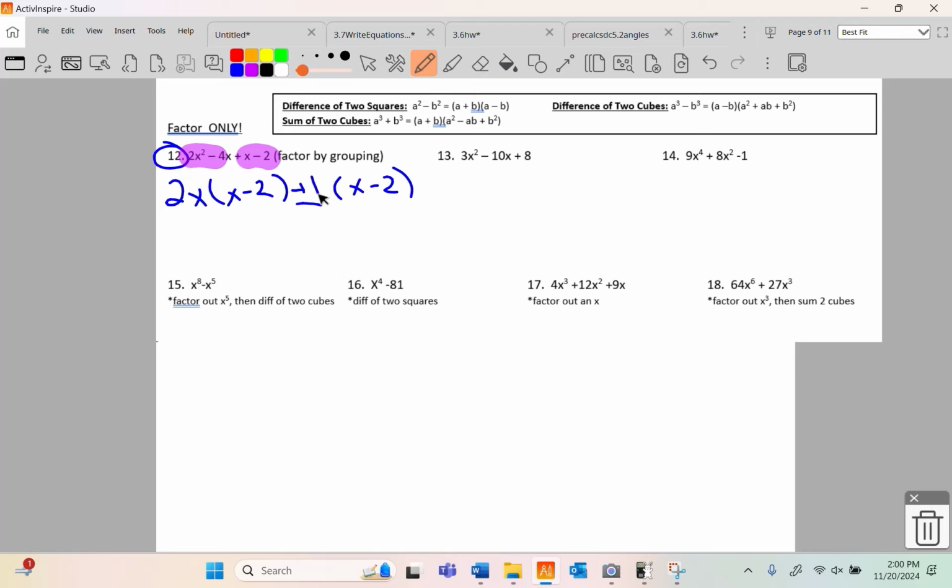All right, so what's the common factor? X minus 2. And what's the stuff that's left over? 2x plus 1. There you go, factoring by grouping.